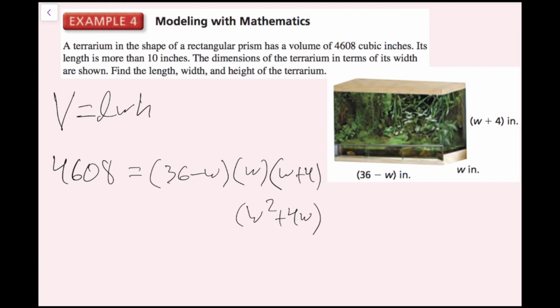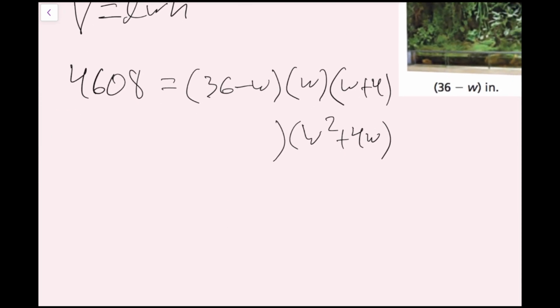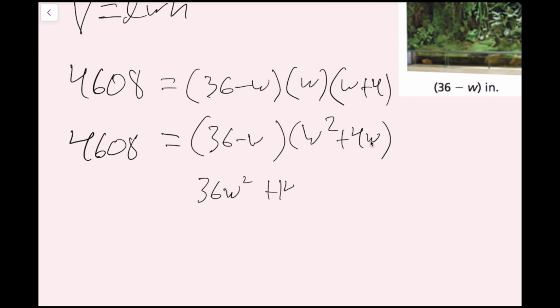Let me zoom in here. And then that's still being multiplied by 36 minus W, and that equals 4,608. So now I'm going to FOIL this out. I'm going to do W squared times 36, so that's 36W squared. And then I'm going to do 36 times 4W, which is 144W. Then I'm going to do negative W times W squared, which is negative W cubed. And then negative W times 4W, which is negative 4W squared.